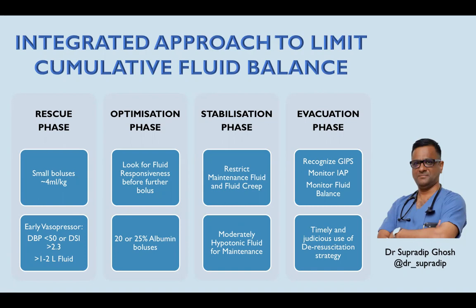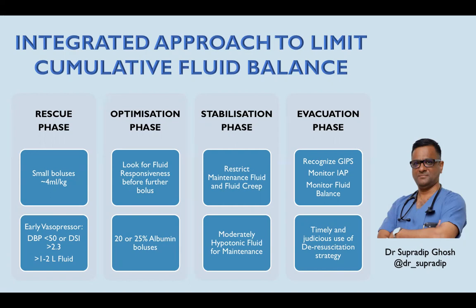Another approach is if the patient is having a diastolic blood pressure of less than 50 or a diastolic shock index of more than 2.3, suggesting a highly vasodilatory state, starting a vasopressor, especially norepinephrine, along with fluid therapy or fluid bolus is going to reduce the cumulative fluid balance further. Elsewhere, we should use a vasopressor maybe after 1 to 2 liters of fluid. So early vasopressor initiation can limit our cumulative fluid balance.